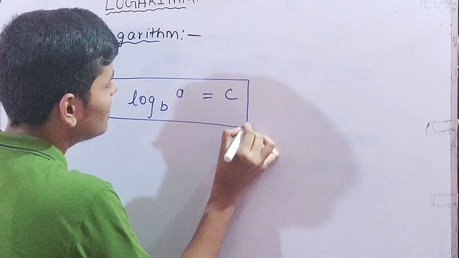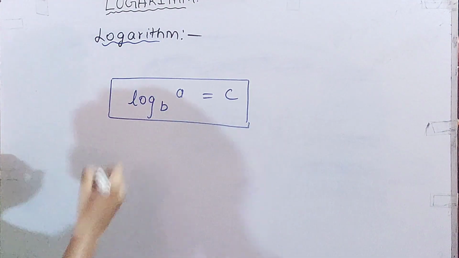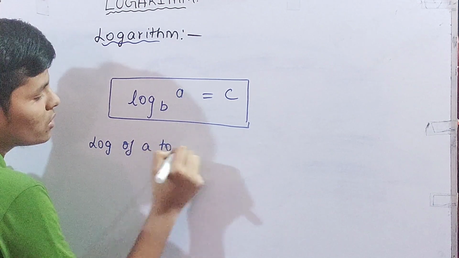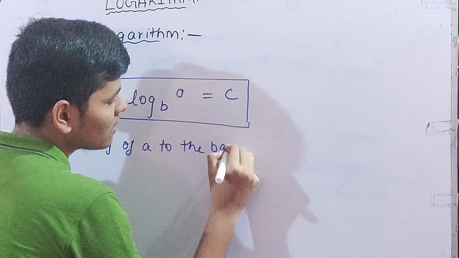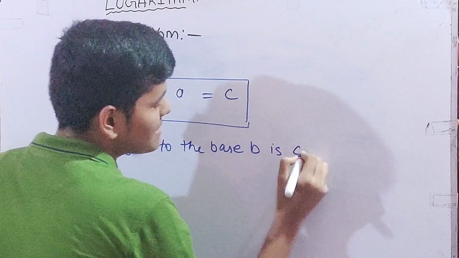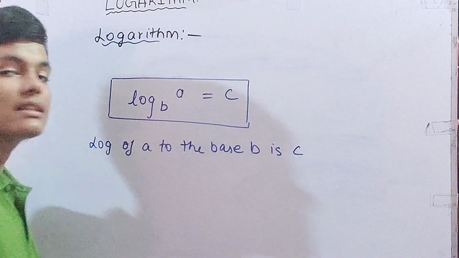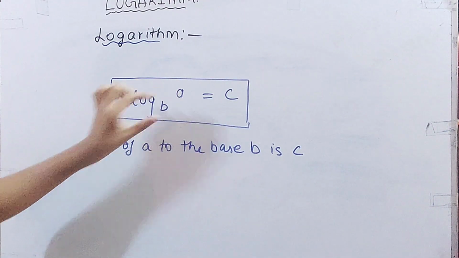This is actually called the representation of logarithm. And how do we say this? We say this as log of a to the base b is c. Now here this a and b are the terms. And how do you get what is a, what is b?